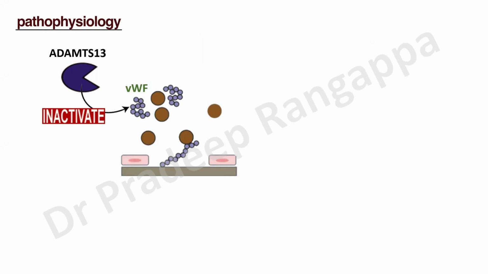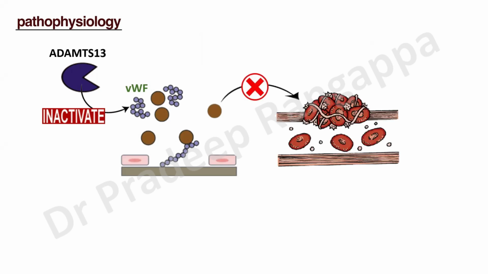Normally, we all have ADAMTS13. ADAMTS13 tends to inactivate von Willebrand factor by cleaving. It cuts the von Willebrand factor into fragments and inactivates it. By inactivating it, the formation of thrombus within the circulation is averted. So normally all of us have ADAMTS13 continuously cleaving the von Willebrand factor so that clot formation is not happening.